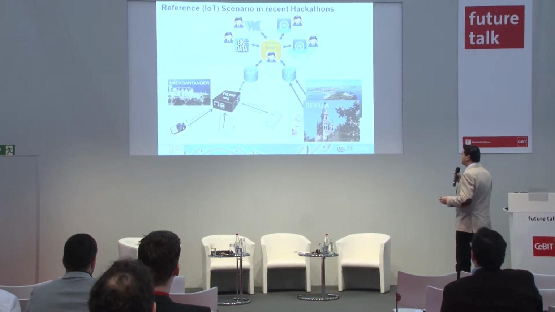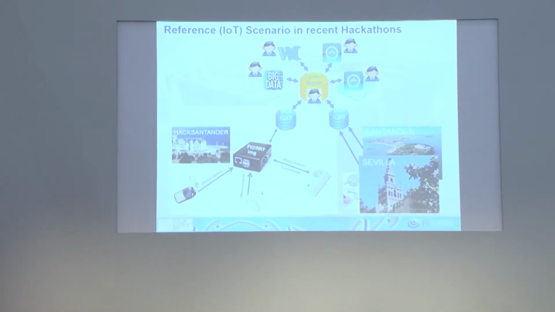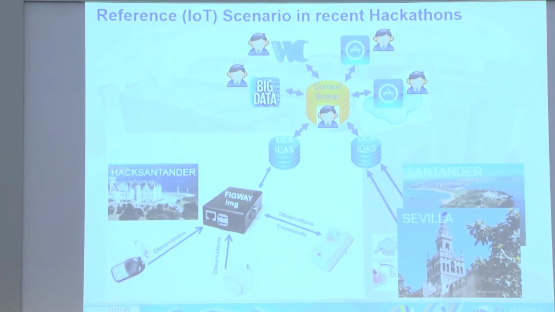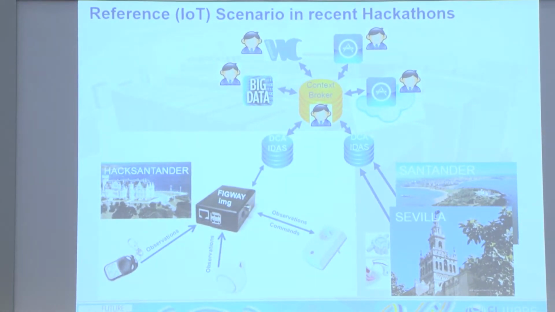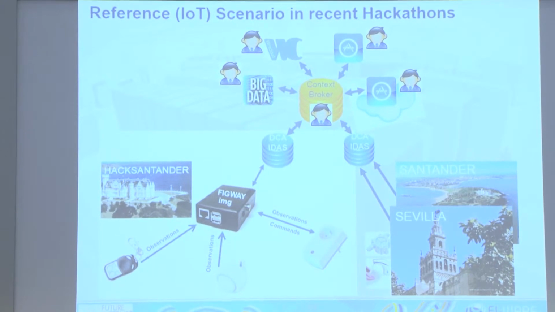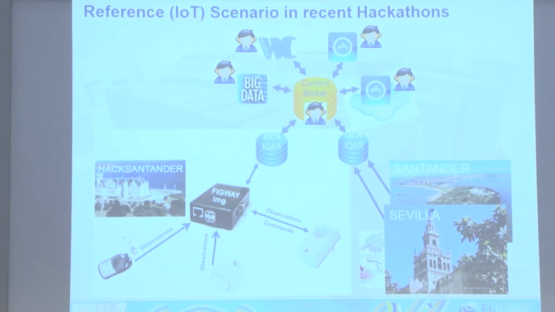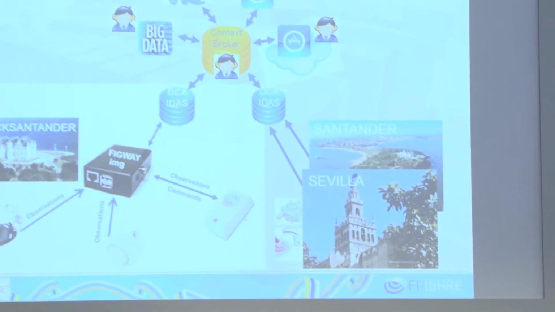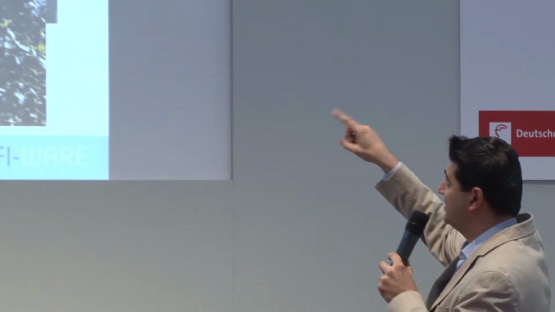So this is how the reference scenario on IoT looks like when we are going to the hackathons. Normally, we have cities that are contributing with sensor information and open data. And we are connecting all this city information and sensors through the cloud IoT solution, which is the DCA. And this feeds the context broker, that is like the central element of the platform, where we can connect user interfaces, big data, data sets, etc.